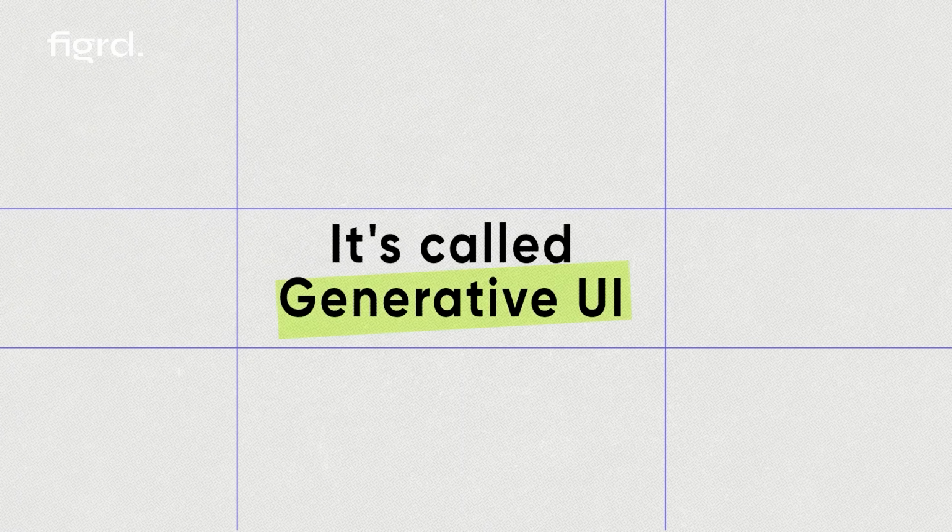This idea has a name. It's called Generative UI, and it's going to change how we think about product design completely. So let's break it down properly.